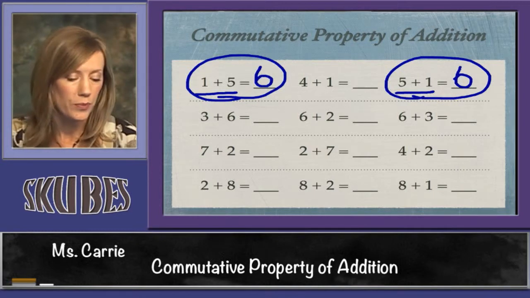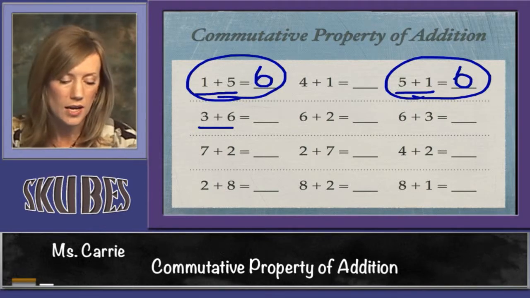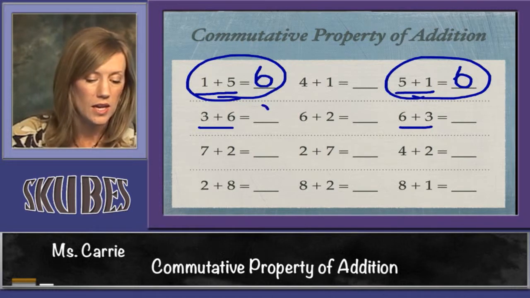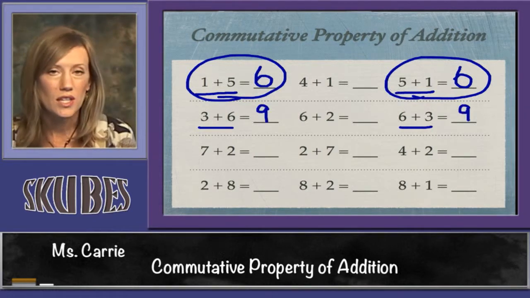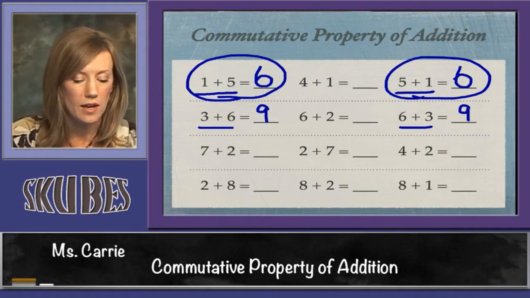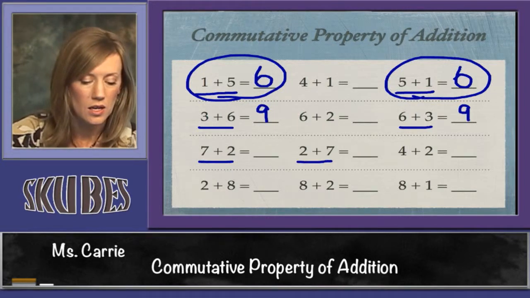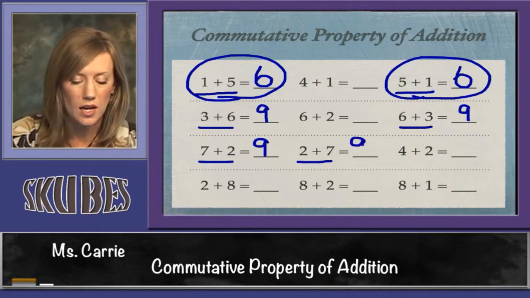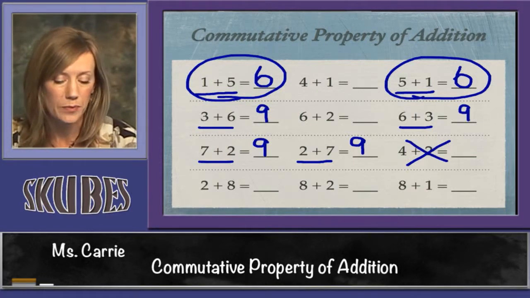Let's look at the next row. Well, I see we have 3 plus 6 here, and I see if we flip those two numbers, we'd have 6 plus 3. The answer is 9. Let's look at the next row. We have 7 plus 2, and I see if we flip those two, we get 2 plus 7. 7 plus 2 is 9, and 2 plus 7 is 9. 4 plus 2 doesn't work because both the numbers aren't the same.